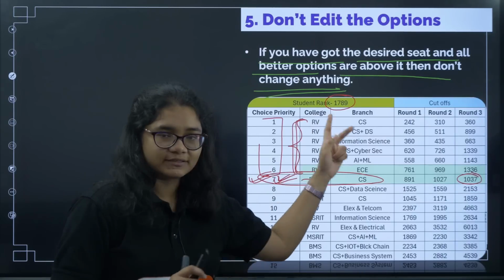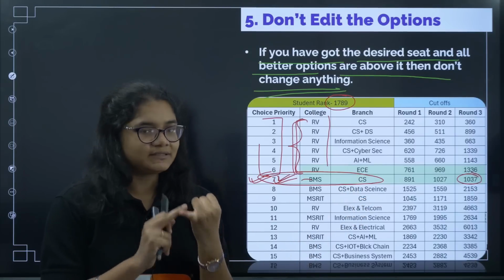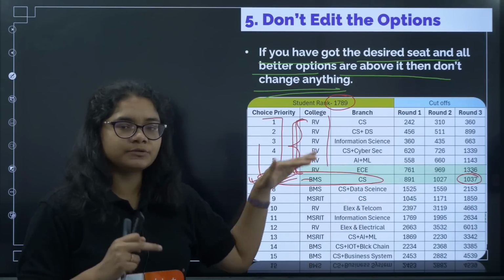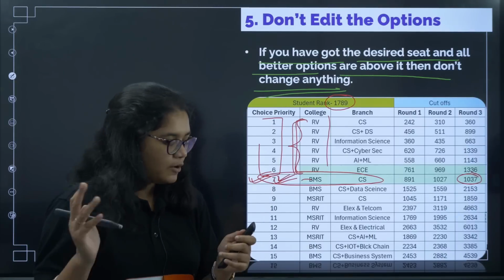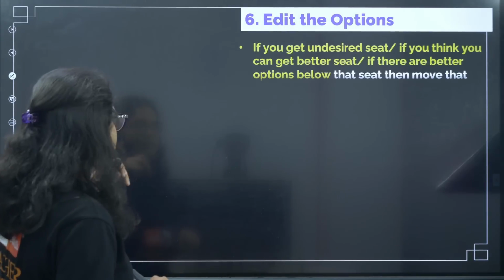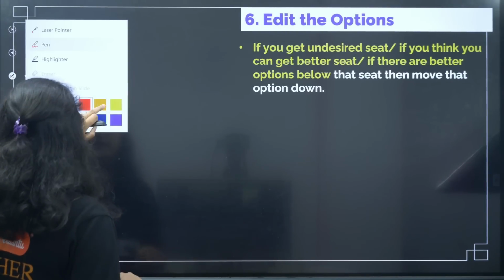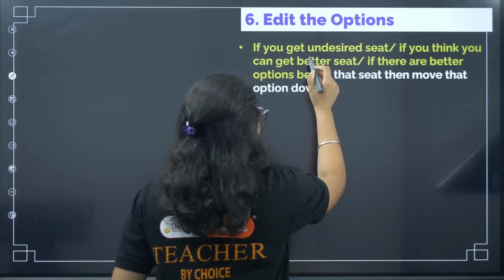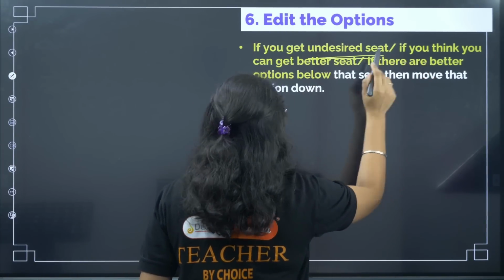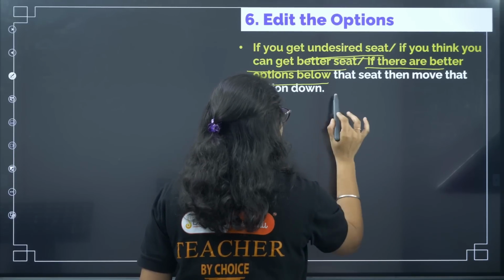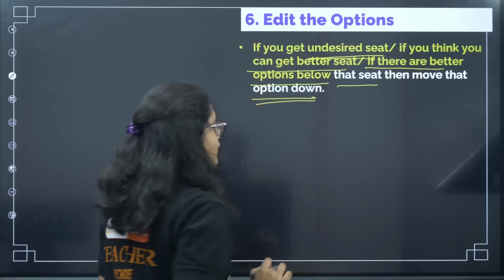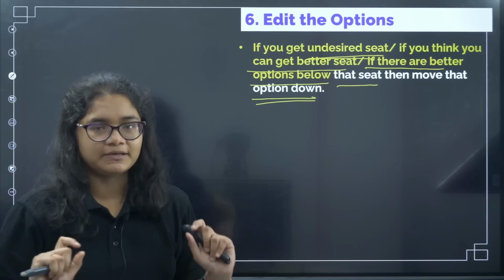If these two conditions are fulfilled, you have got the college you are satisfied with and all the other options are better than the option that you got, in that case need not edit. Let's go to the next point, in which case you have to edit the options. If you get an undesired seat and you think you can get a better seat, or if there are better options below that seat, then move the option down. Three conditions, very clear, I have mentioned.